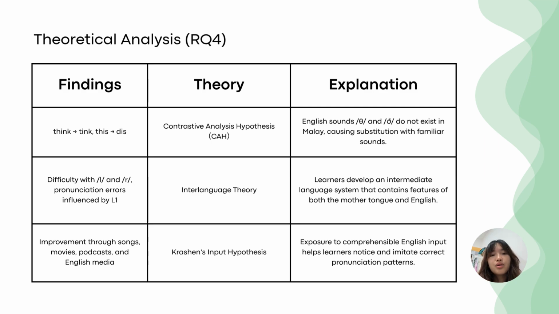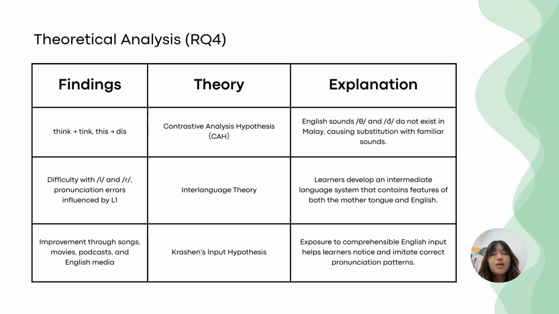Second, interlanguage theory explains pronunciation difficulty, such as participant B being confused between R and L. According to Selinker, learners develop an intermediate language system that contains features of both their mother tongue and the target language. Therefore, these pronunciation errors are not random but represent a developmental stage in language learning.